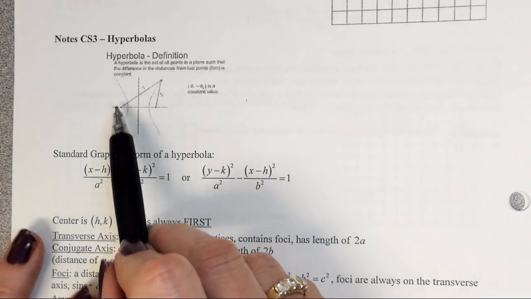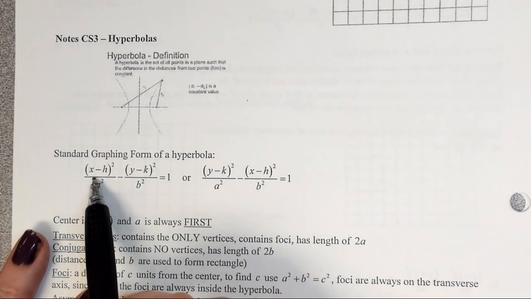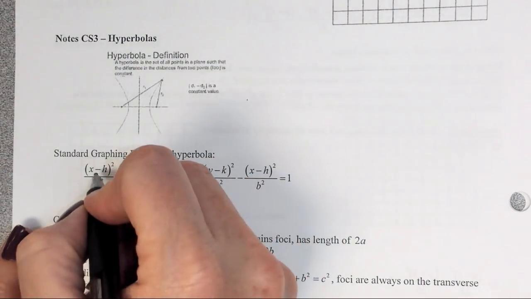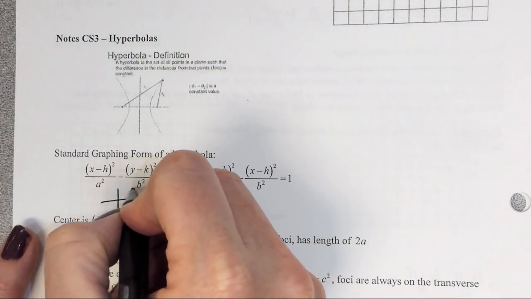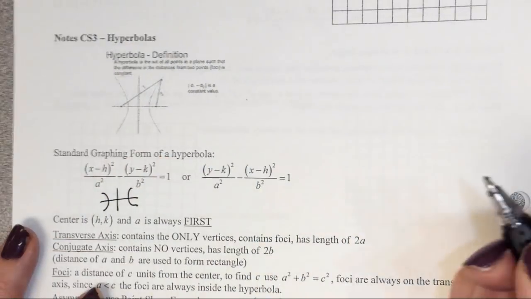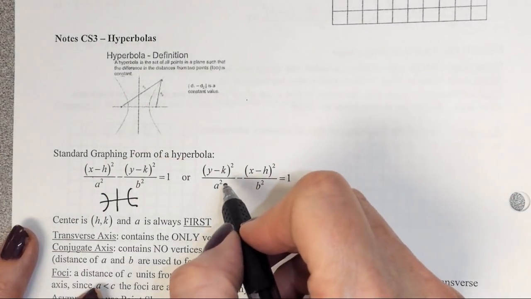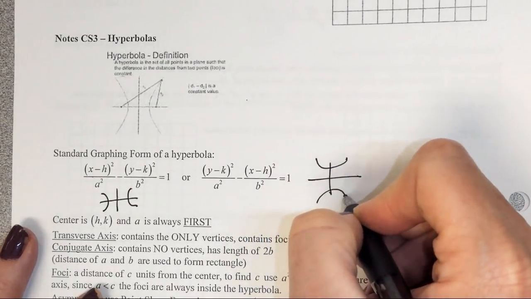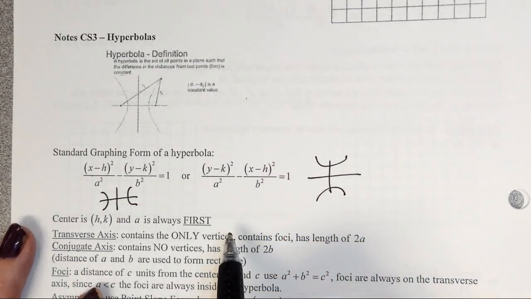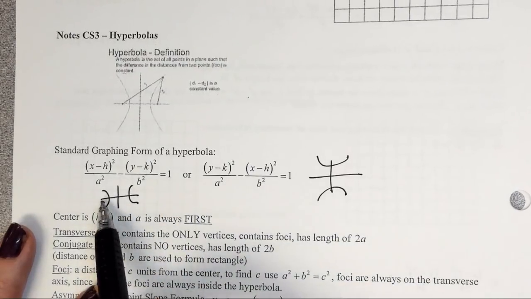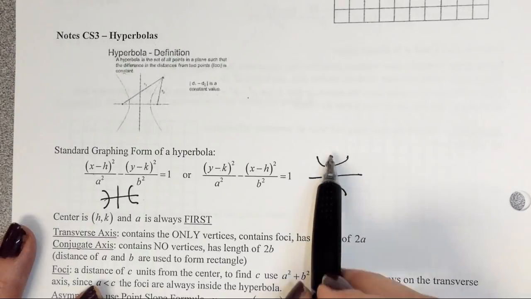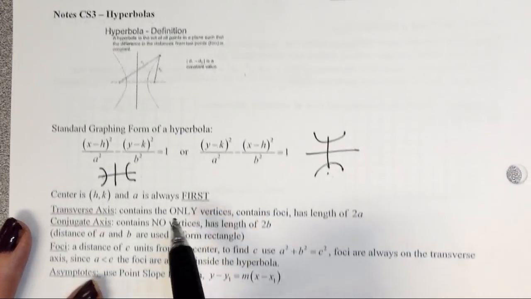If x comes first, it's going to go in the x direction. That's the way it's going to open. So when x comes first, it's going to go this way. If y comes first, then it's going to have to open up and down, so it's going to go this way. That's a very important thing to understand: when x comes first, it's opening left and right. When y comes first, it's opening up and down.